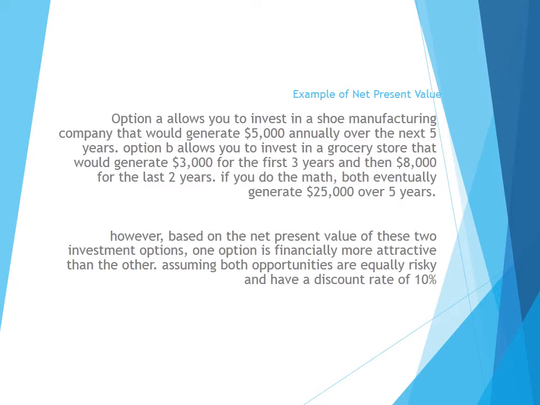Then option B allows you to invest in a grocery store that would generate 3,000 for the first 3 years and then 8,000 for the last 2 years. So for the cash flow here we have two amounts, which is 3,000 for the first 3 years and then 8,000 for the last 2 years. If you do the calculation, both will eventually generate 25,000 over 5 years.